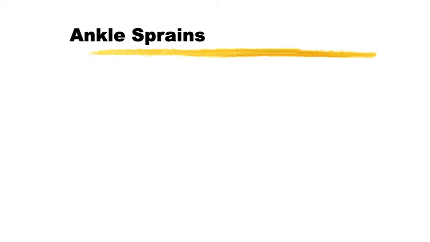Speaking of which, ankle sprains are the most common ankle injuries, one of the most common injuries in athletics. Probably, I would say 50 to 80% of most of the injuries in a typical college or high school are ankle sprains. And the most common of these is what's called a lateral ankle sprain, because they happen to the lateral ligaments.